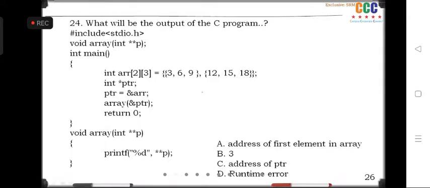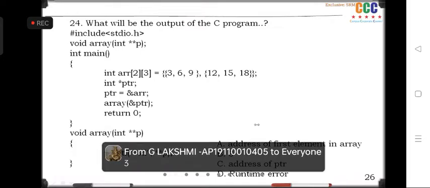Yes, seems C, sir. By whom? Mohit is saying B3. Ramya B, Swikriti A, seems C, sir. Change that mind to C. Address of PTR, Lakshmi is saying it is 3. Yeah, very good.